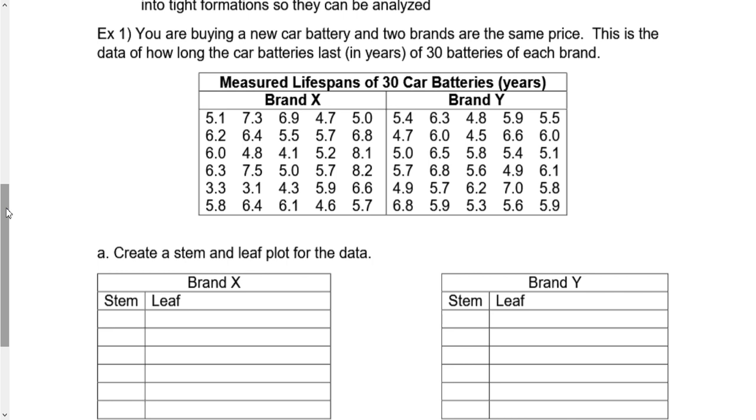Example 1, you're buying a new car battery and 2 brands at the same price. This is the data of how long the car batteries last in years of 30 different batteries that people have bought of each brand.